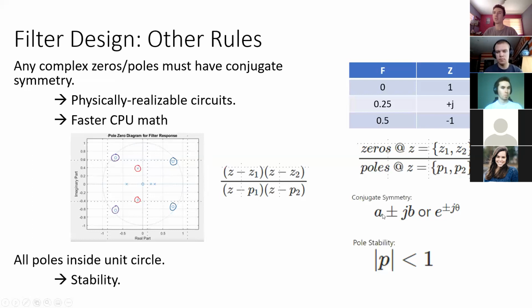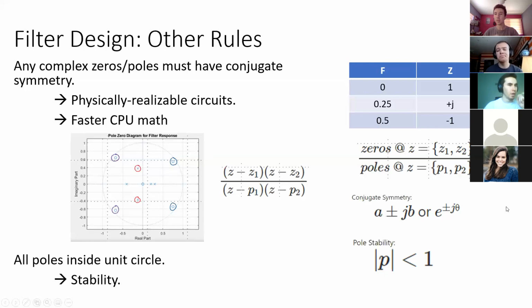So here, you have the a plus jb, plus or minus, or if it's in e to the j theta, you just have plus minus as well. And then pole stability: the poles just have to always be less than 1. Can't be equal to 1, can't be greater than 1, just less than. So any questions on that? Very good.